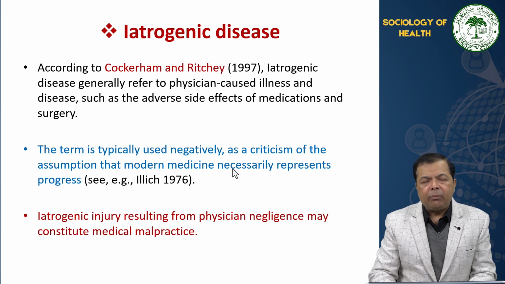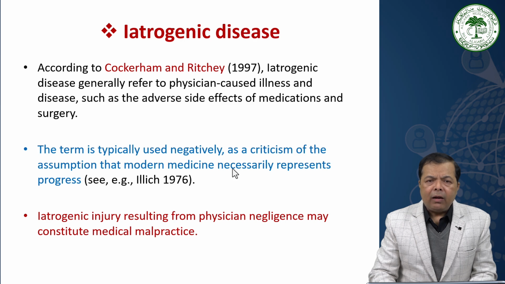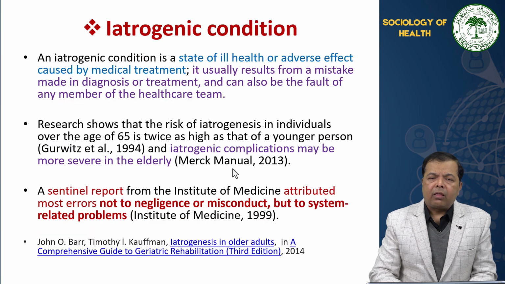That means medicine is also creating harm or also representing the negative views. Iatrogenic injury resulting from physician negligence may constitute medical malpractice. In the same book, I also tried to find the meaning of the word malpractice, and that is also basically related to some kind of medical uncertainty, but that is also caused because of the engagement or involvement of some of the medical professionals. So, we can understand the term iatrogenic disease, and Illich has given a broader extension to that very term.